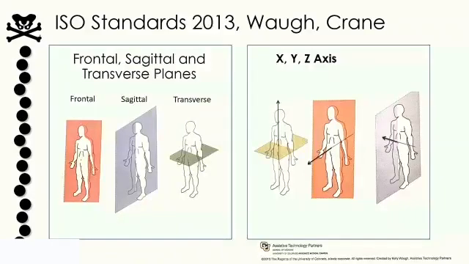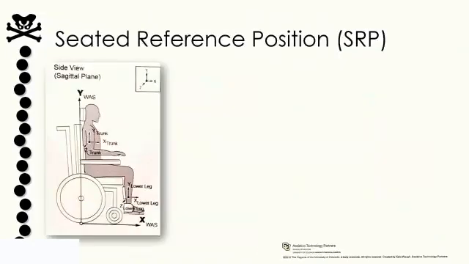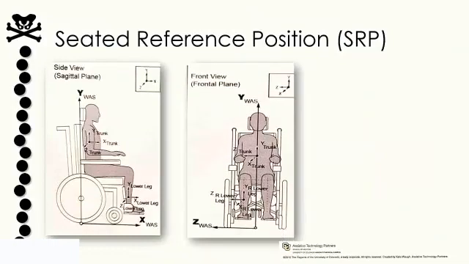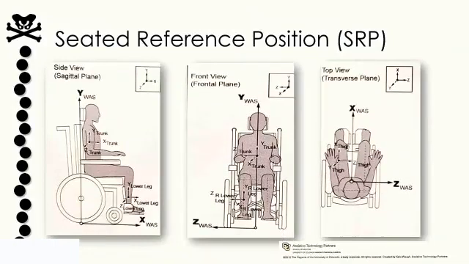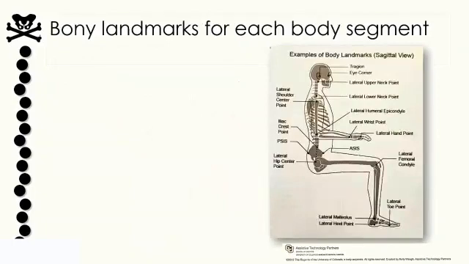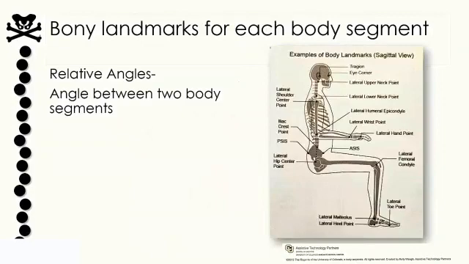Just a note, anatomical neutral in medical documents is standing, feet forward, palms up. We also have our seated reference position that has been adapted for wheelchair users, our neutral position relative to seating, where the hips and knees are bent to 90 and palms are down. We have sagittal, frontal, and transverse views, and there is a bony landmark attached to each segment to be able to measure.